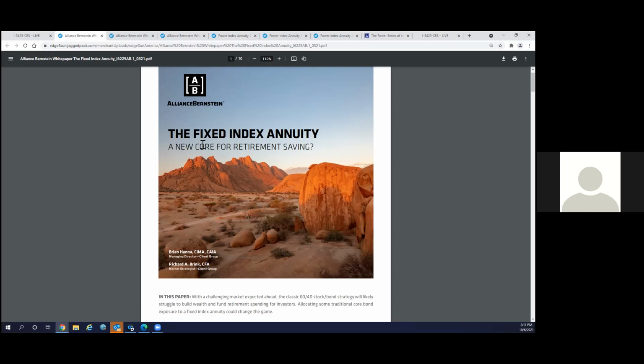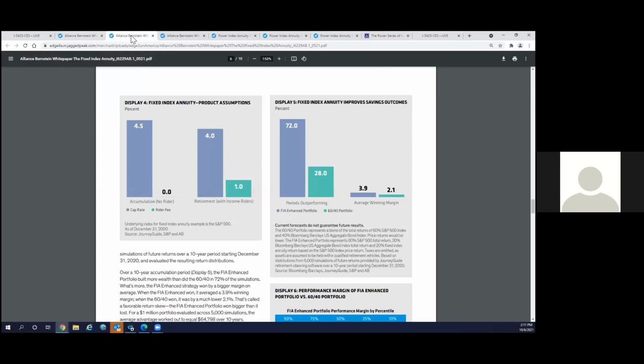Well, how so? Many are saying, look at a fixed index annuity not as a product, but as an asset class. Here's why that is. In figure 5, or display 5, you see a 60/40 portfolio, which is in the green, and an FIA enhanced portfolio, which is in the blue. That's a 60/20/20.